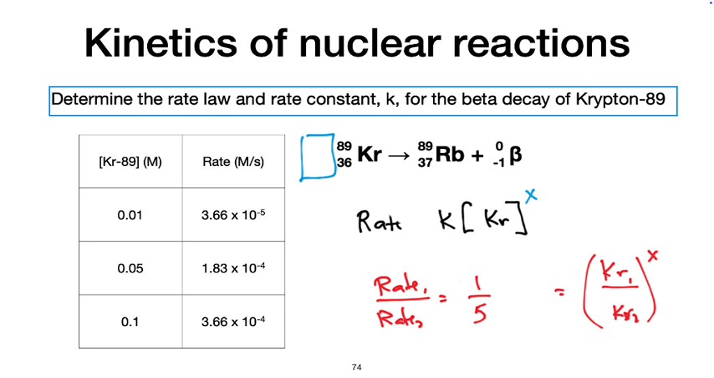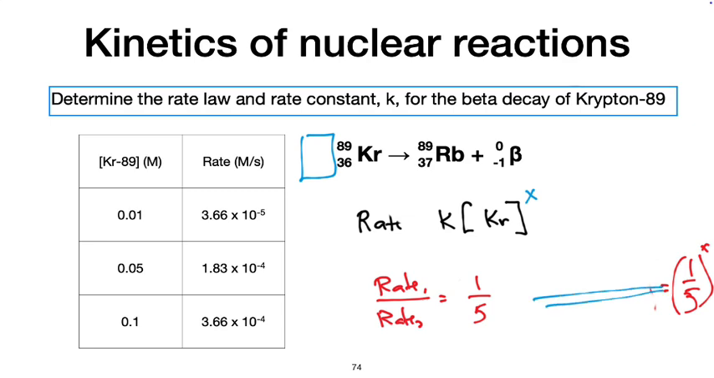What happened for the concentration of the krypton? Well, we do the same thing. We do 0.05 over 0.1. That one's a little bit more straightforward. We could bust that out in our head, and that's 1 over 5. What does the x value have to be to make this long equality true? It has to be 1.